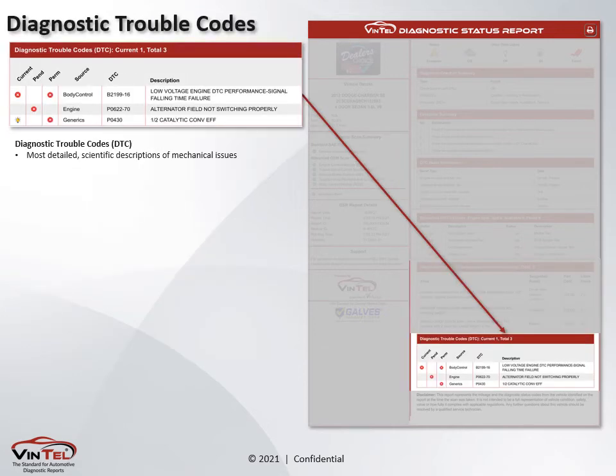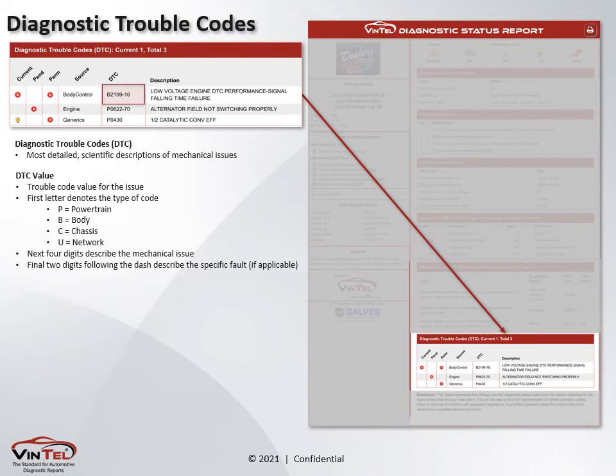The final section of the diagnostic status report is actually the OEM level of DTC codes. Now this really gets into the techno jargon, and that's one of the reasons why the VinTel report places that last. If you're at this point, you're pretty much understanding the ins and outs of repairing the vehicle. And this is where you look to understand what specifically is going on with the mechanical challenges of this vehicle. Now these codes are broken down by 4 different types: P for powertrain, B for body, C for chassis, U for network. So it gives you an idea of what the system is complaining about.